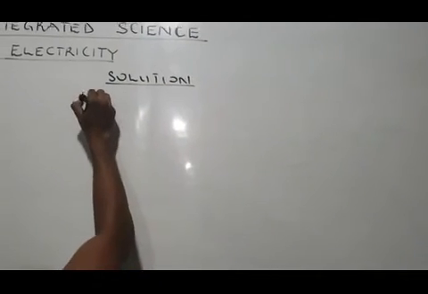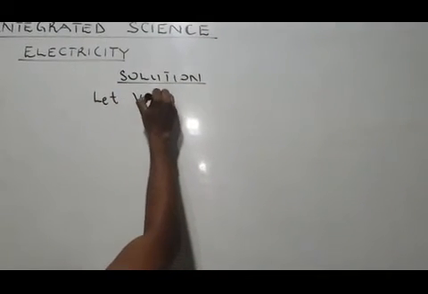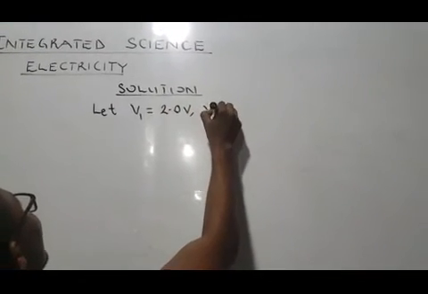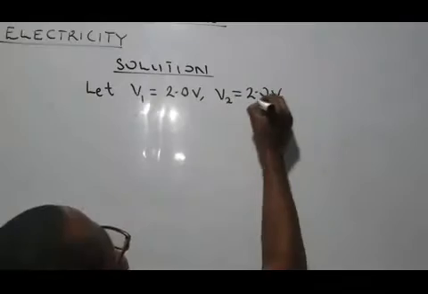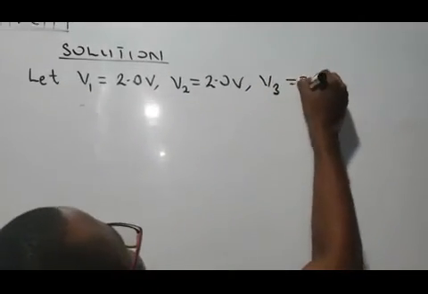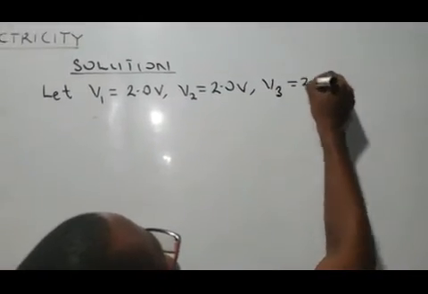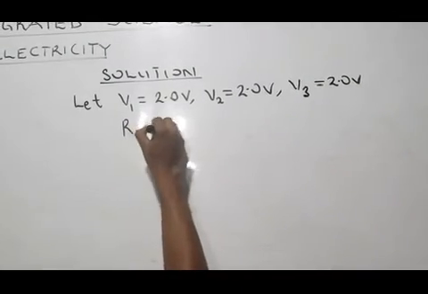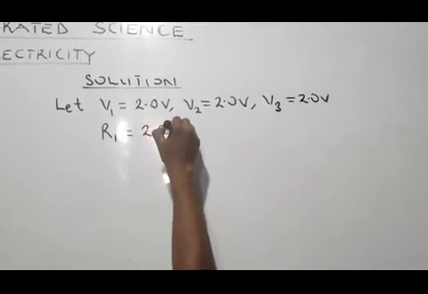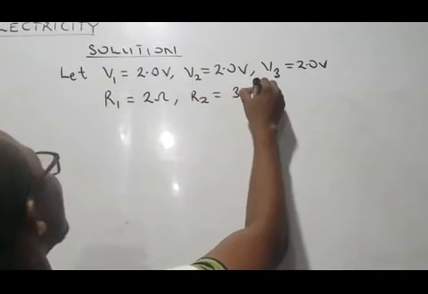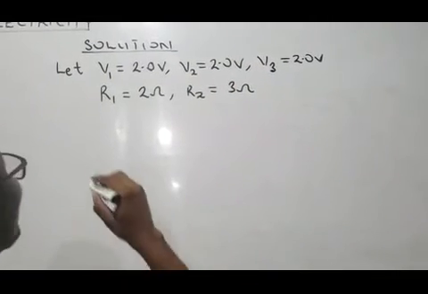We said let V1 equals 2.0 volts. All the voltages are the same. V2 is 2.0 volts, V3 is also 2.0 volts. We have 2 resistors, R1, 2 ohms, and then R2, 3 ohms.